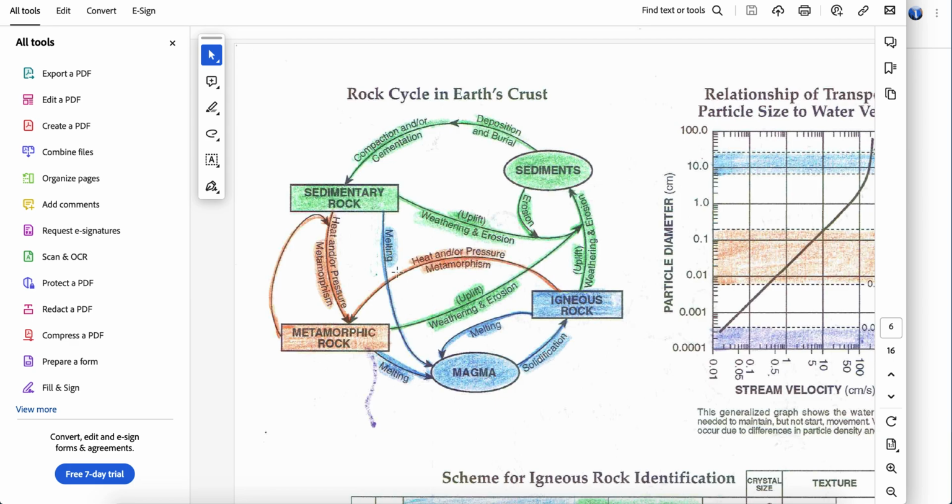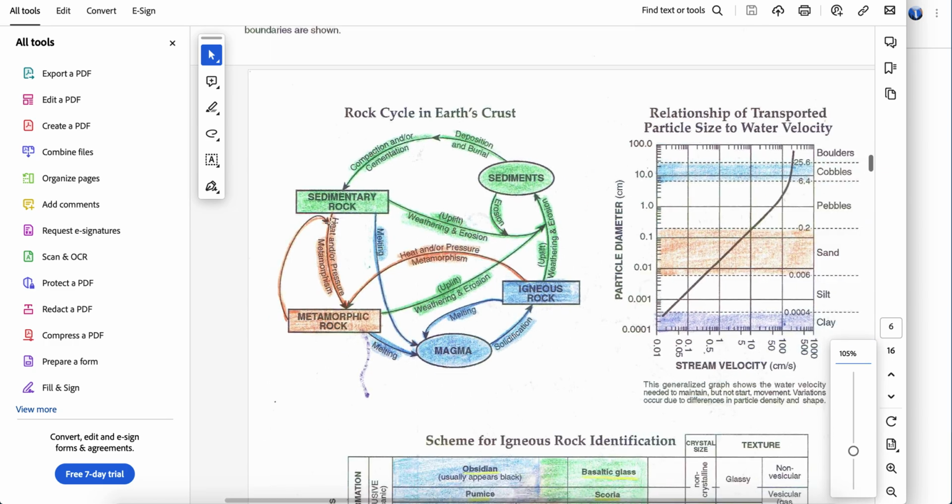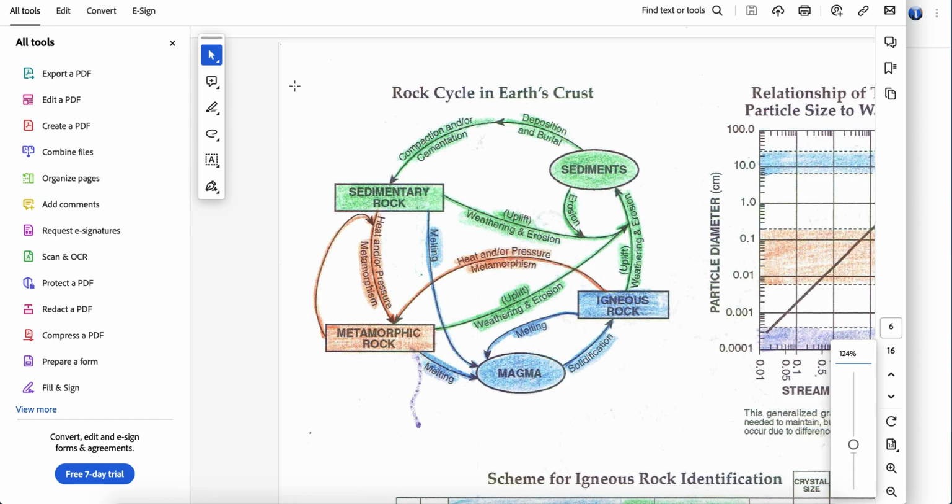The blue is igneous rocks. We have melting, so sedimentary rocks can melt, metamorphic rocks can melt, igneous rocks can melt again, giving you magma, which is molten rock below the Earth's surface. And eventually that needs to solidify to become an igneous rock. Igneous rocks under heat and pressure can turn into metamorphic. Sedimentary rocks under heat and pressure can turn into metamorphic. And in addition, metamorphic can go right back into itself again with more heat and pressure. But it takes a long time for this to occur.